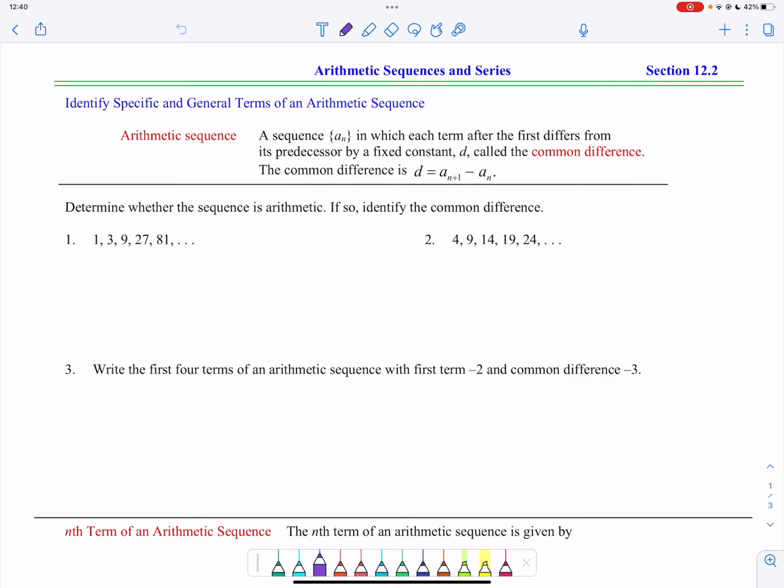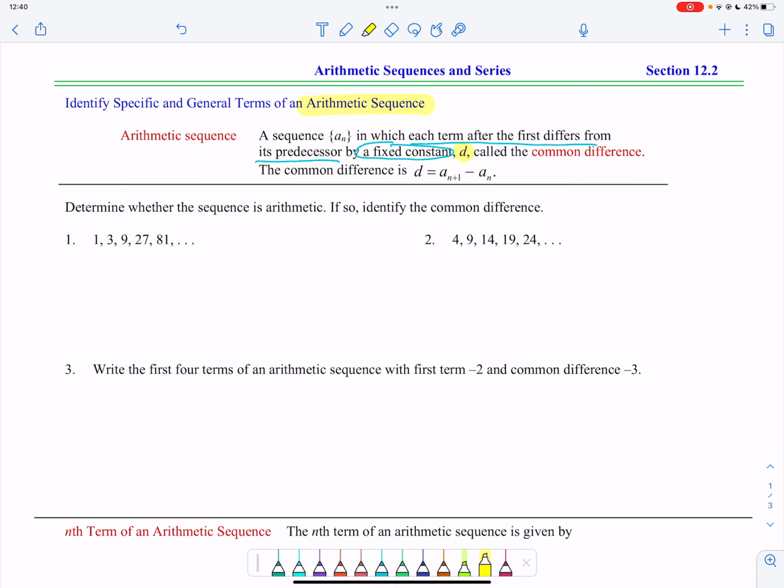This is section 12.2, arithmetic sequences and series. We're going to begin with looking at an arithmetic sequence, and then we will identify specific and general terms of the arithmetic sequence. So a sequence, a sub n, in which each term after the first differs from its predecessor by a fixed constant, and we're going to call that constant d, and that d is called the common difference. That is the definition of an arithmetic sequence.